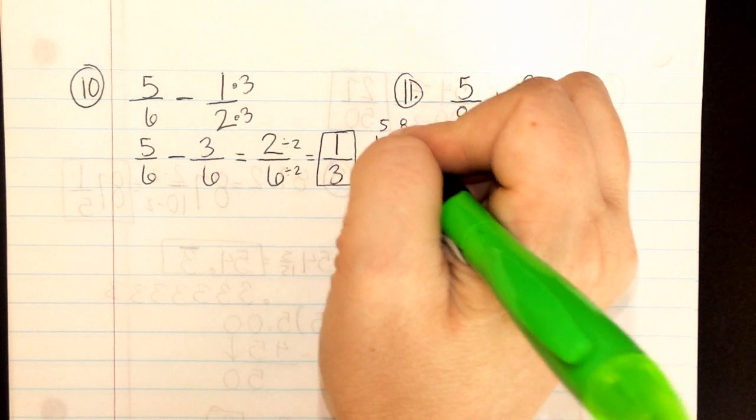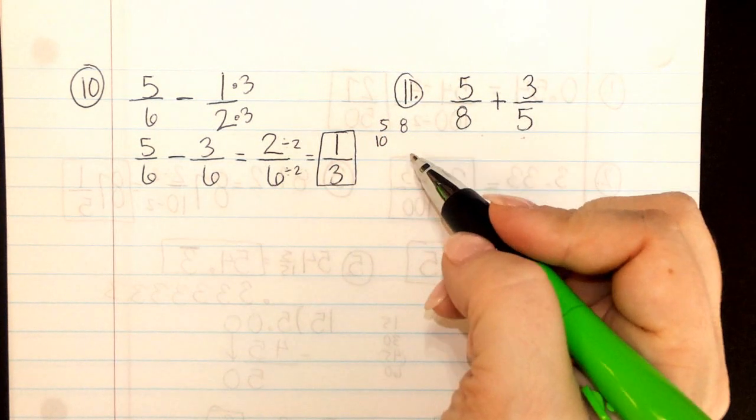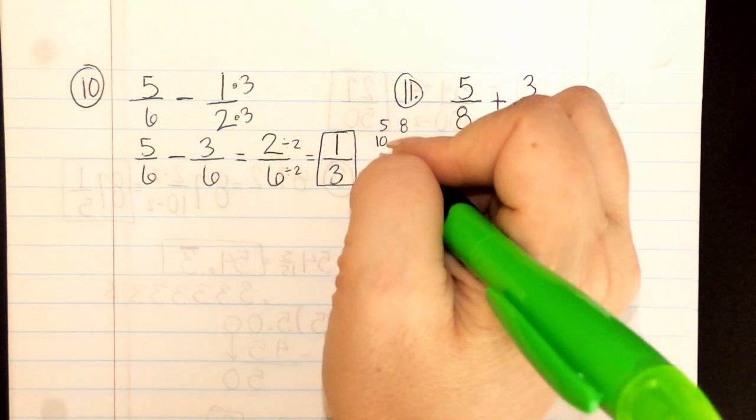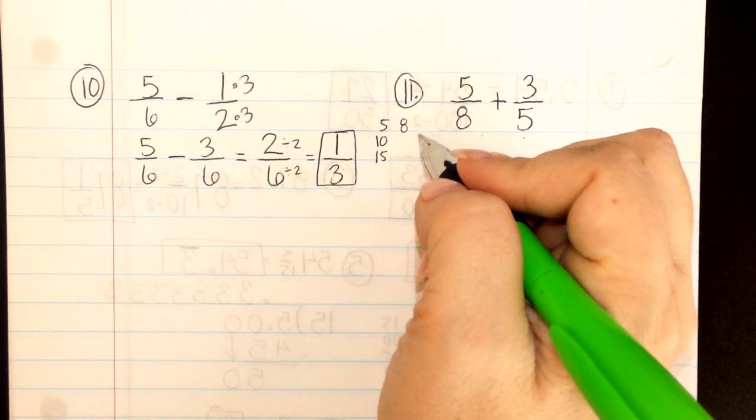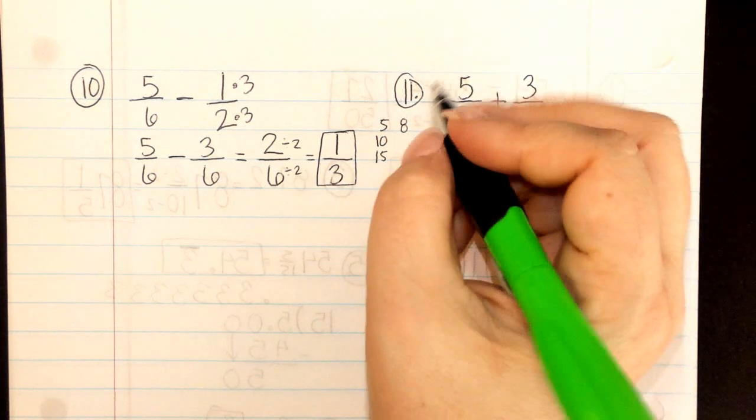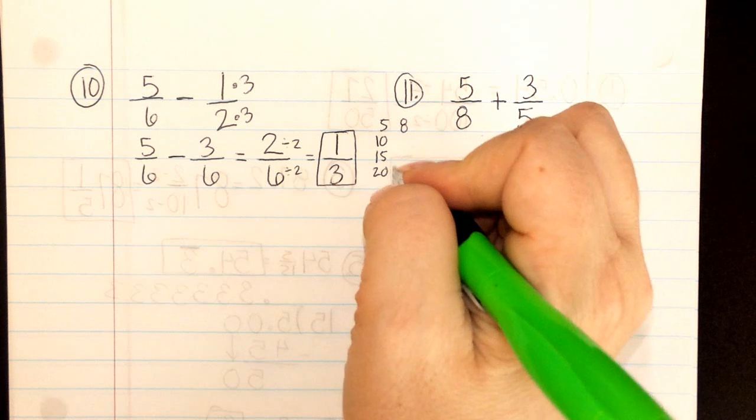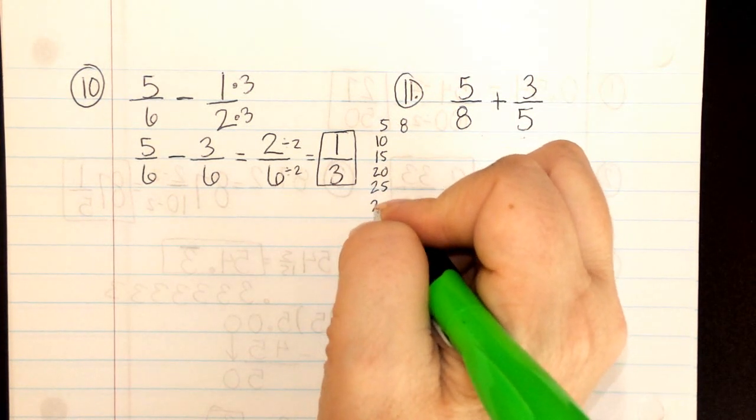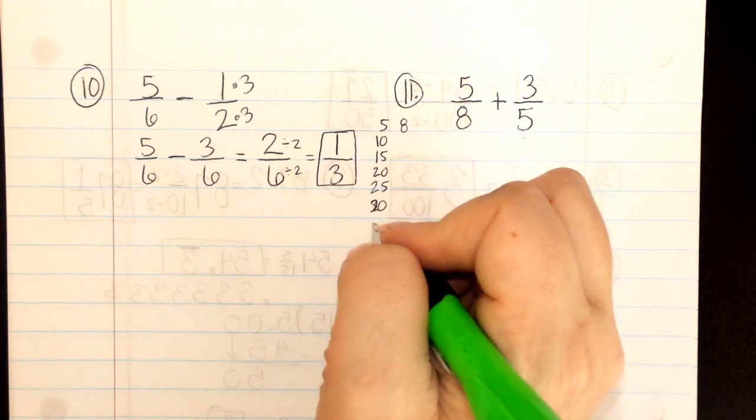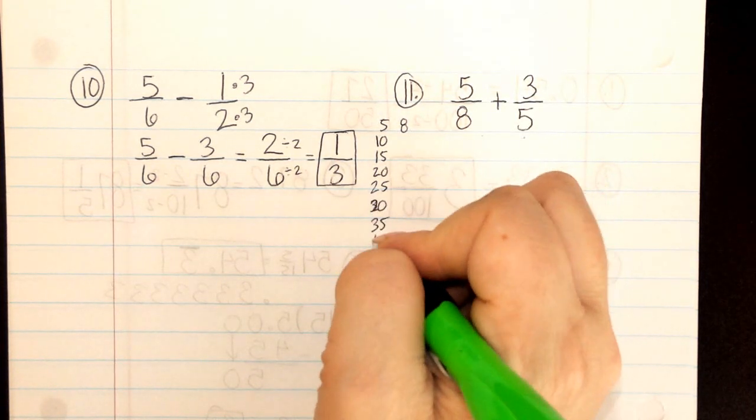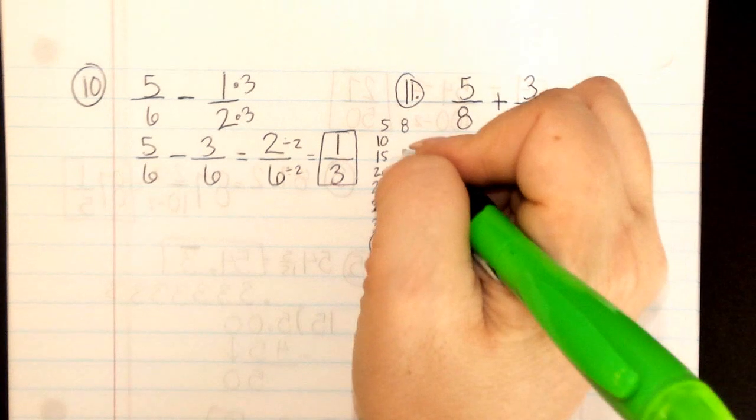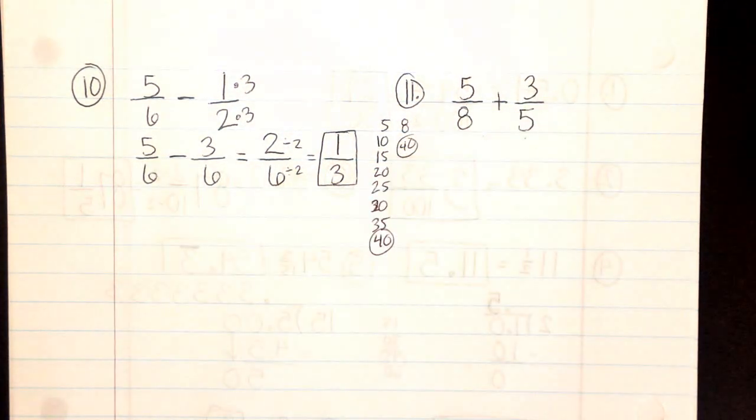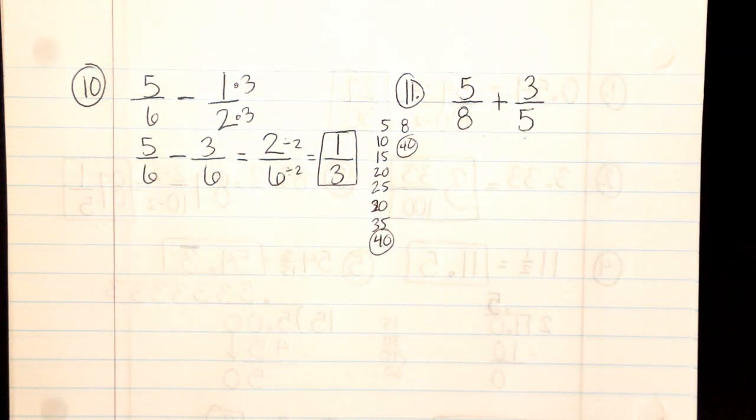After 5 is 10. Can I make 8 a 10? No. After 10, 15. Can I make 8 a 15? No. 20. Can I make 8 a 20? No. 25? No. 30? No. 35? No. 40? Yes. So we want to use 40 because I know that I can make 8 a 40. Are we good with that?